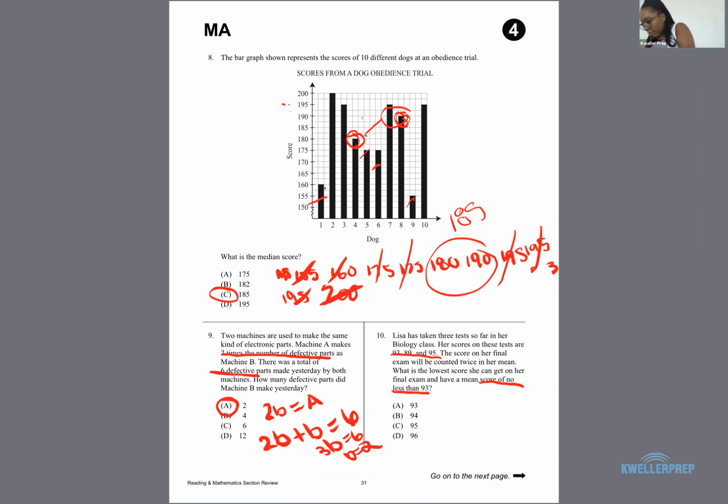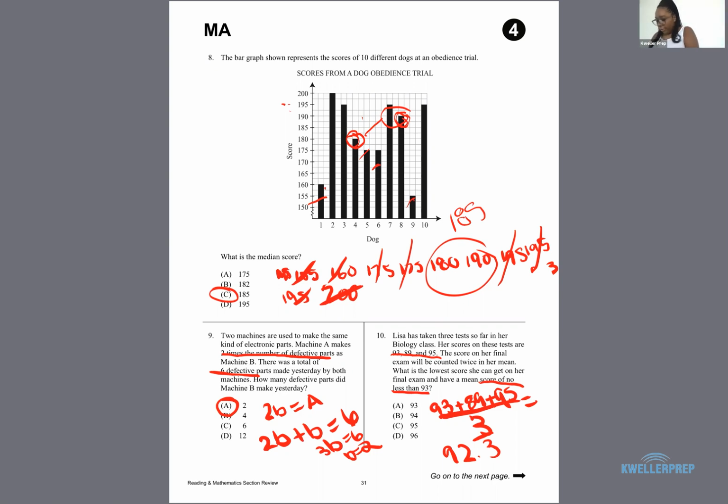So what you need to do is first calculate the mean of the three values that they give you, which is when you add 93 plus 89 plus 95 divided by 3, because you have 3 tests. And this equals 92.3 with a bar. So she has one more exam, and she wants to make sure that her exam gives her a test score equal to or above 93, or as close to 93 as you can get.